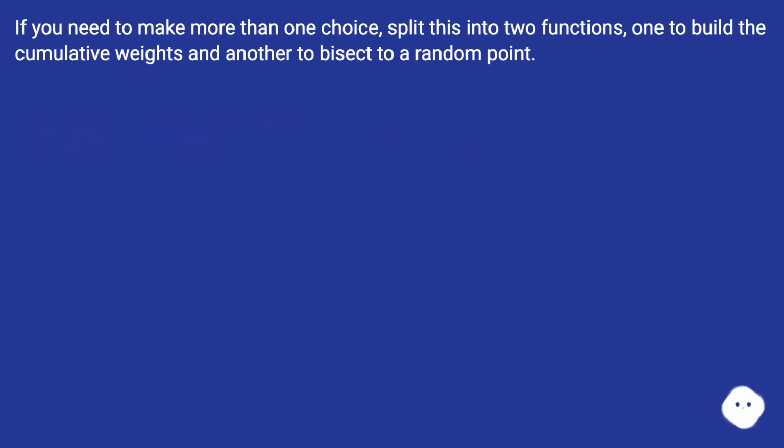If you need to make more than one choice, split this into two functions: one to build the cumulative weights and another to bisect to a random point.